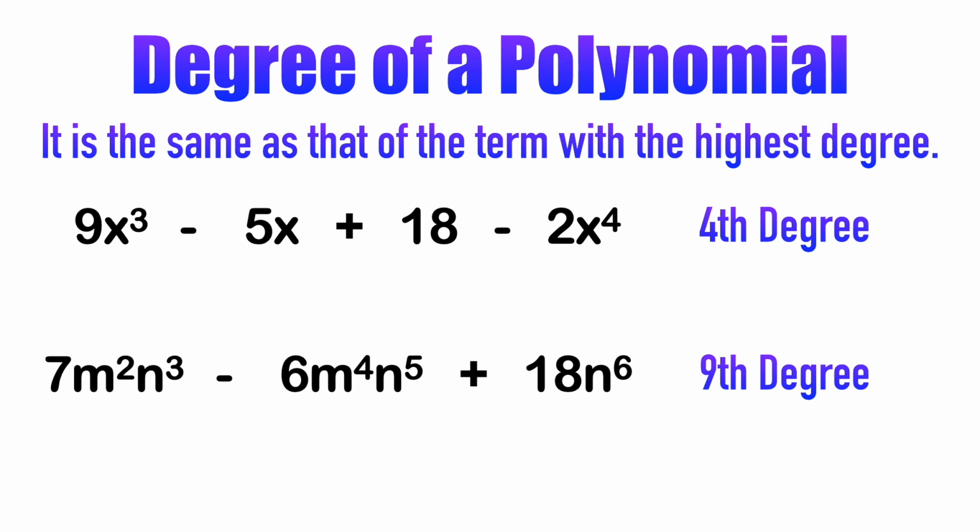Magkaiba yung no degree at saka yung 0 degree. Pag walang kasamang variable, nasa 0 degree yan. Katulad nung 18 na yan, no? Itong 18 na to sa first example, wala siyang kasamang variable. Yan ay nasa 0 degree.